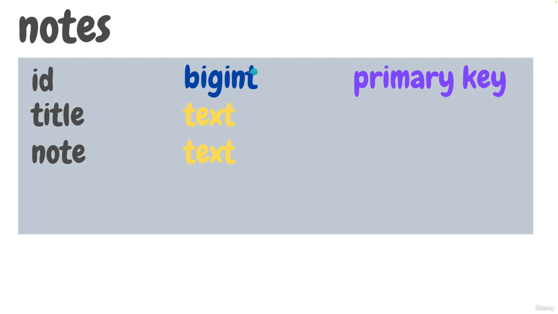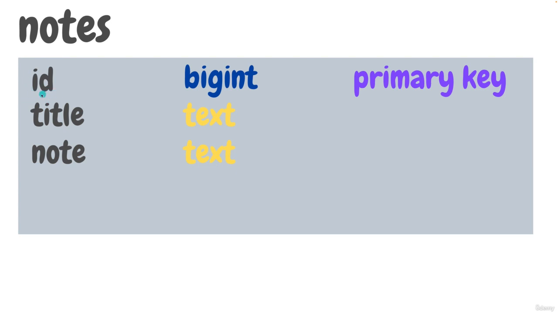So you can just think of it as an integer that allows us to go to the billions. And this is going to be unique across every single row in our table. So therefore, this is going to uniquely identify each row. So if I want to get the note with the ID of 27, there's only going to be one row with the ID of 27.